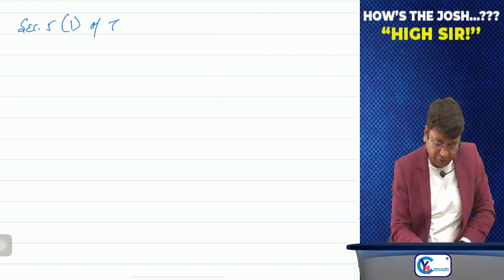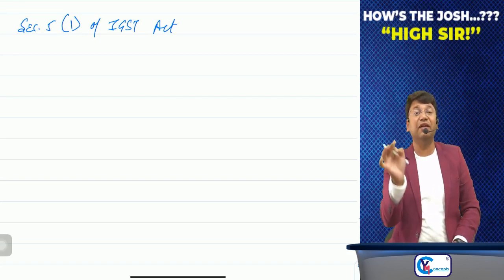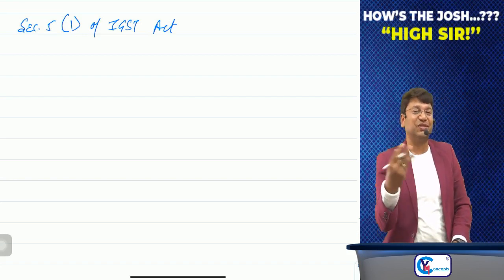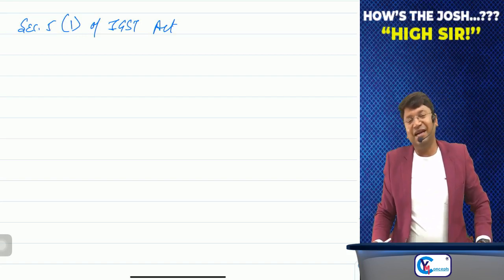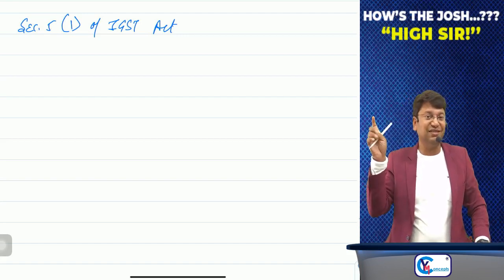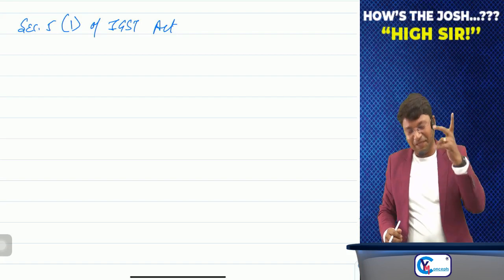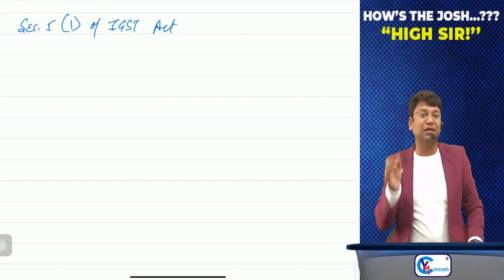Section 5 subsection 1 of the IGST Act says that IGST will be levied on interstate supply of goods or services or both, except alcohol or liquor for human consumption, at the rate notified by the government on the recommendation of the GST Council, but not more than 40% of the value, because IGST is the sum total of C and S. It is 40% of the value of such goods or services or both.